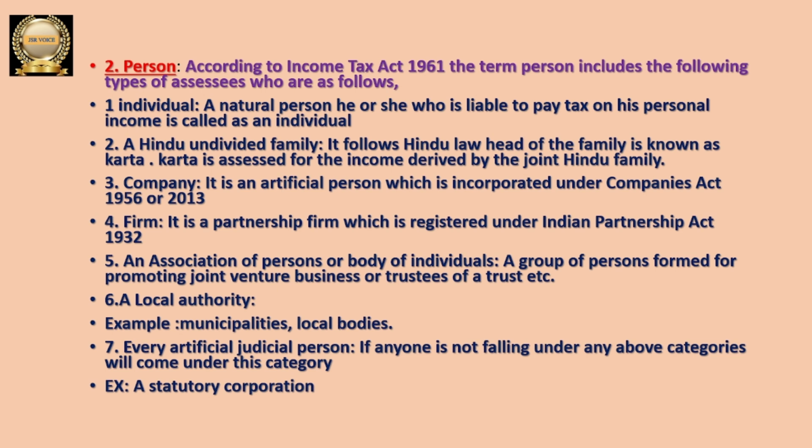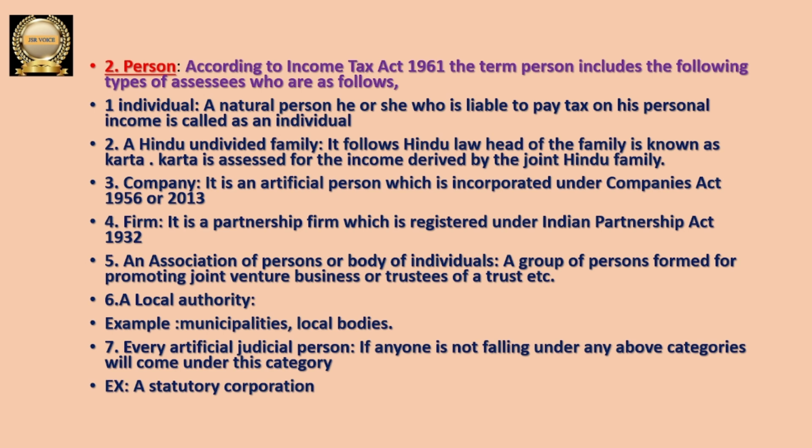Let us discuss all of those one by one. Individual means one individual person, a natural person. We all are individuals, but we are not all treated as persons. We are treated as persons if we are liable to pay tax on our income, if our income exceeds the limit. Some exemptions are given under the Income Tax Act. If our income exceeds the exemption limit, then we have to pay tax to the income tax department.